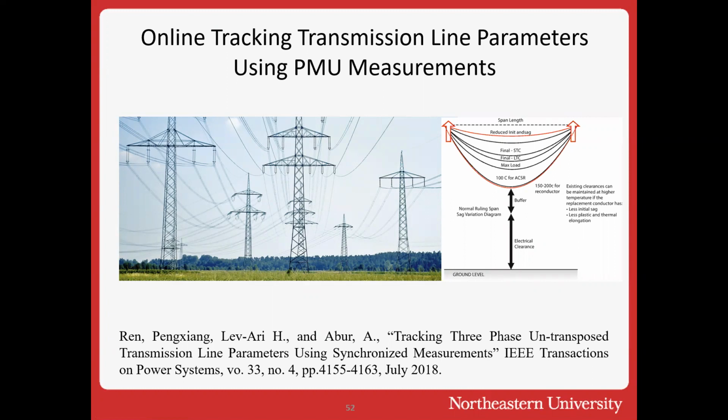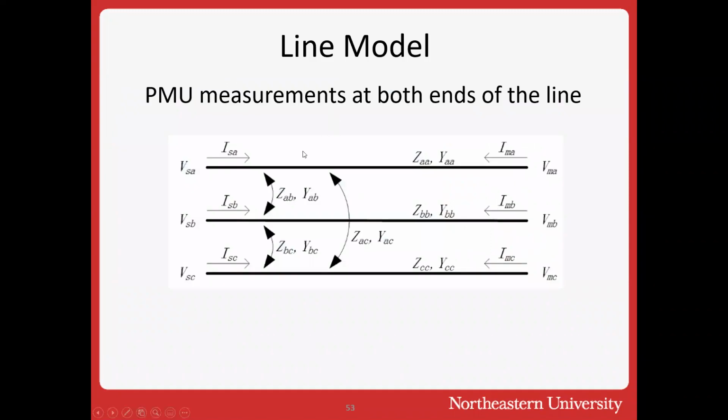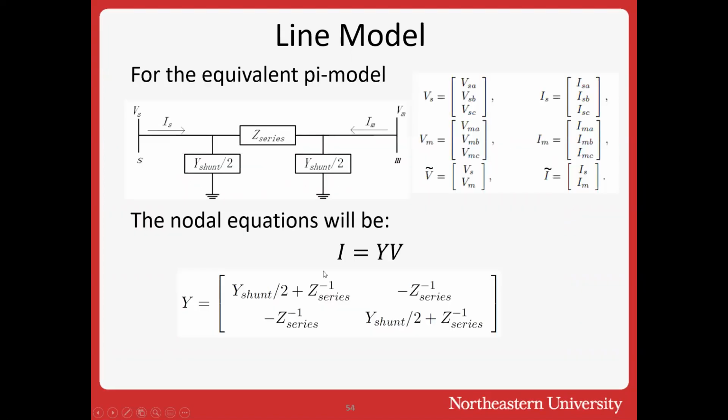And the problem is not necessarily in one parameter, but in the whole three-phase model, because now you're talking about coupled three-phase lines with a series impedance and shunt admittances. And the question is, what if we have access to full PMU measurements at both ends of the line? You have full voltage and current measurements from the sending end, and full current and voltage measurements from the receiving end.